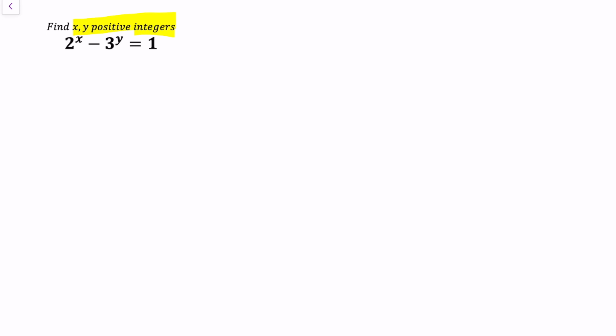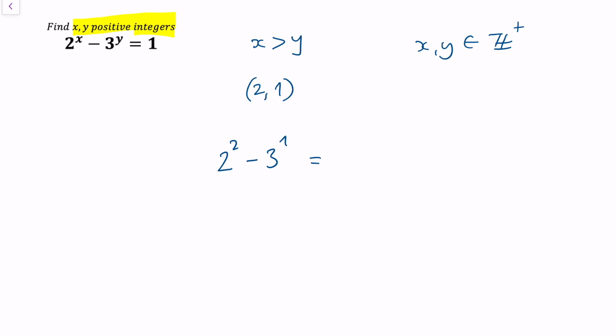Well, the first thing, which is obvious, is that x must be strictly greater than y, right? Since x and y are positive integers, the minimum value of y can be 1, which means the minimum value of x has to be 2. If we plug in x is 2, y is 1, you have 2 squared minus 3 to the 1. What's that equal to? 4 minus 3, which is equal to 1. So we've already found a solution.